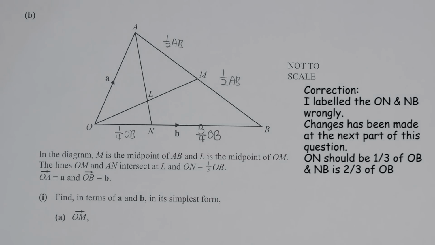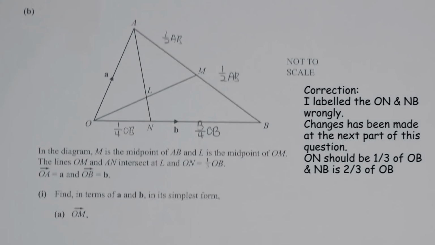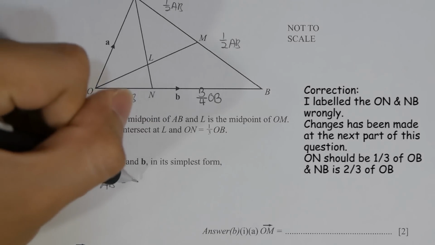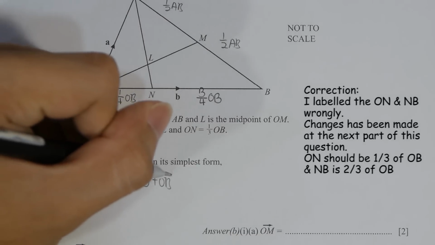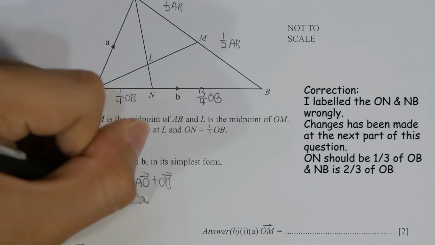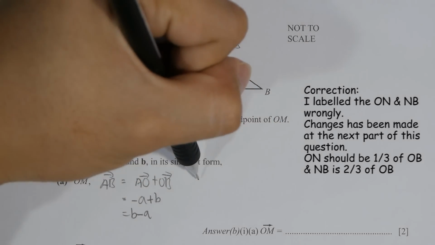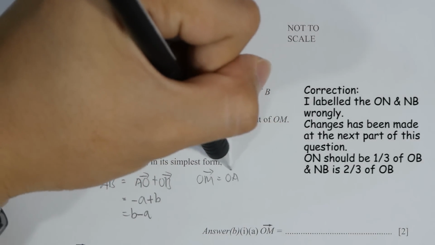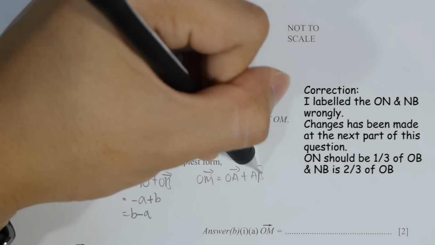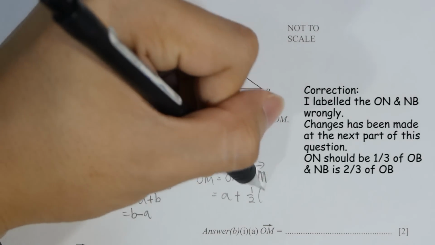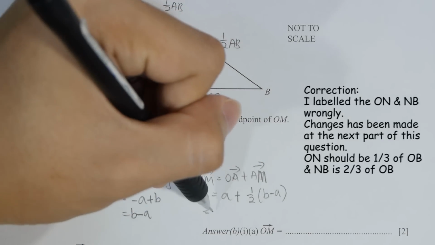For OM's value, first you need to calculate AB's value. AB is actually AO plus OB, which is negative a plus b. OM's value will be OA plus AM, which is a plus half of AB's value that we calculated earlier. So the final answer will be half of (a plus b).